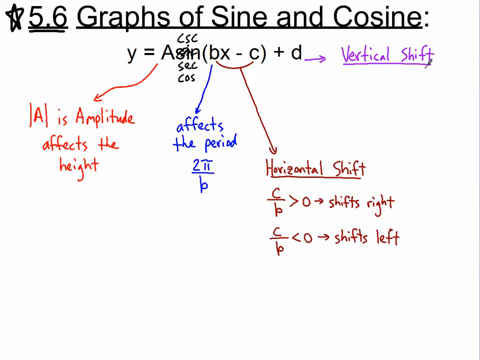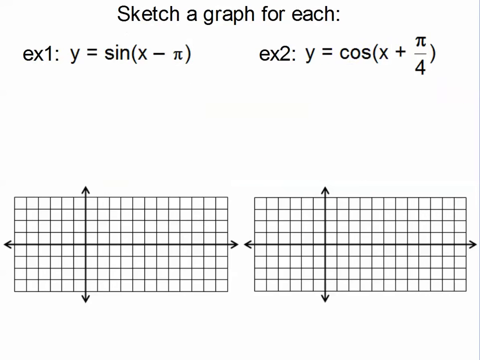And that's as simple as just looking at what D is. If D is a positive number, then we shift up. And if D is a negative number, then we shift down. So those are the 4 variables that will affect each of our graphs. So I have some examples to further clarify. Let's look at our first example.